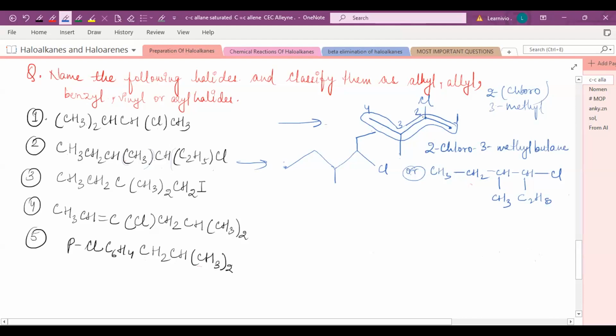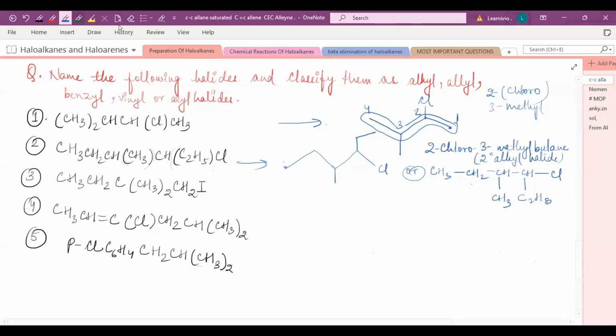And you can see this is a secondary alkyl halide. The halogen group is attached to this carbon, and this carbon is further attached to two groups. So it is a secondary alkyl halide. Clear, Aneesha? Yes, ma'am. Ma'am, can you show me in the other form, like how you wrote for question 2?